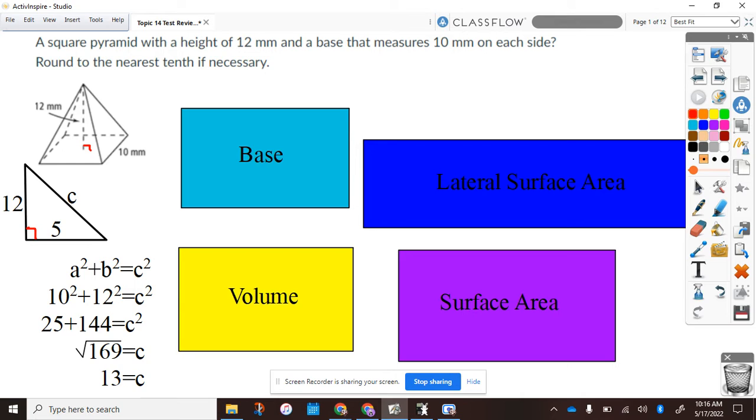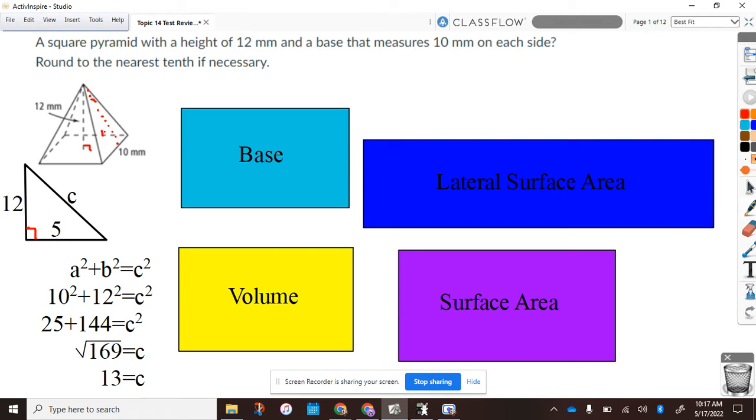So if it's 5 and 12 for the two legs, you can use the Pythagorean theorem, or you can just remember that that's one of those Pythagorean triples. And the distance right there for c is going to be 13. So that's how we get that our slant height going down the outside is 13. Okay, that's how we know.